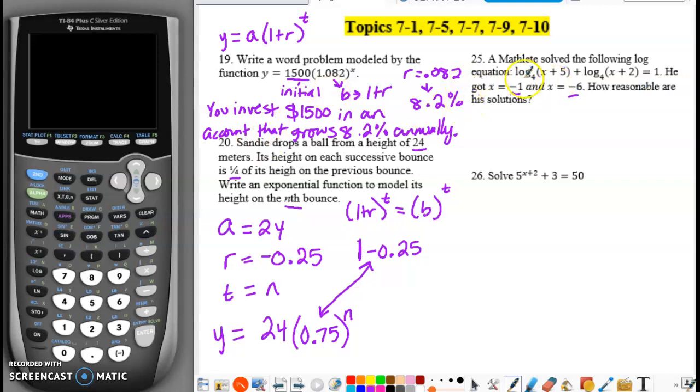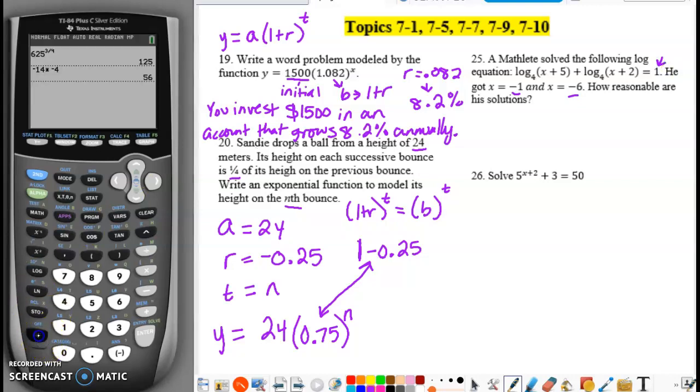So what we're going to do is plug in -1 back into the equation, and then plug in -6 back into the equation. When we plug them in, if they equal 1, then it works. If it doesn't equal 1, then it's an extraneous solution. So we're going to go over to our calculator, and we're going to type in our logs. Remember, alpha window 5 is how you put in a log with a base. So log 4, instead of x plus 5, we're going to say negative 1. So negative 1 plus 5.